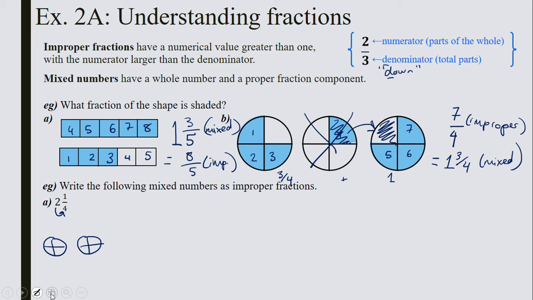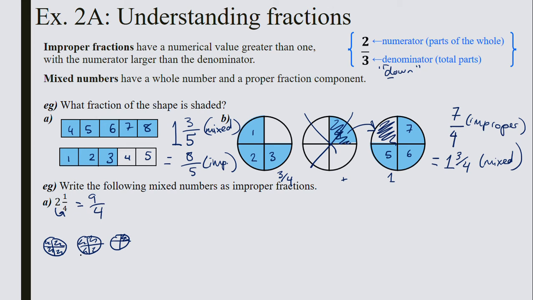broken into quarters, and I've got all of those bits coloured in, plus an extra quarter, and you can always draw it out. We can count these. We've got 1, 2, 3, 4, 5, 6, 7, 8, 9 quarters.